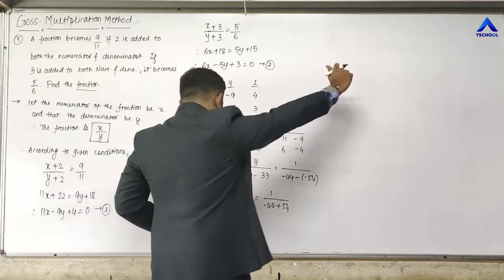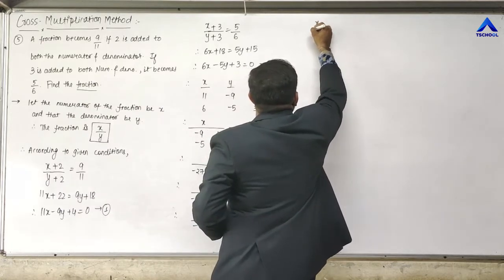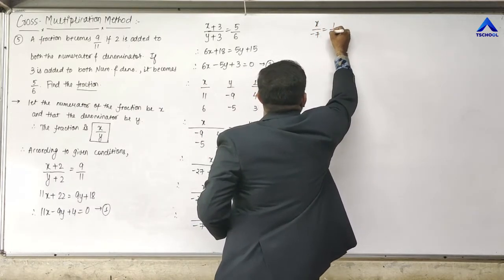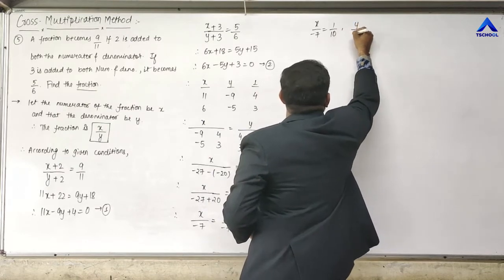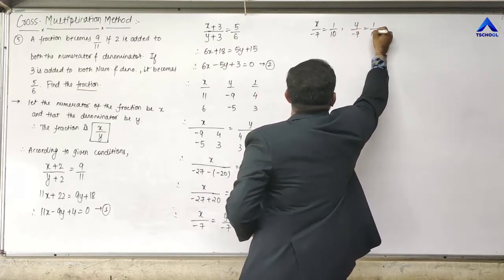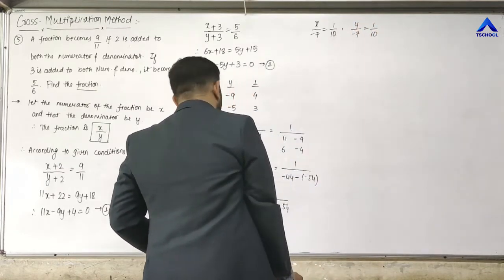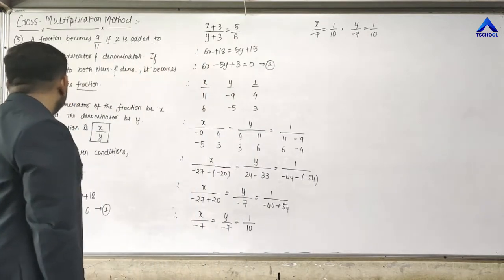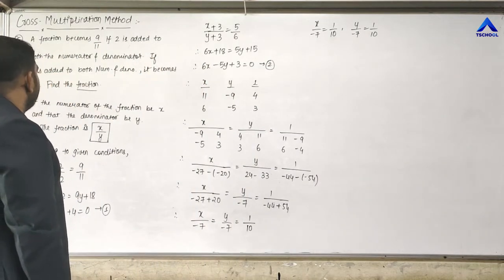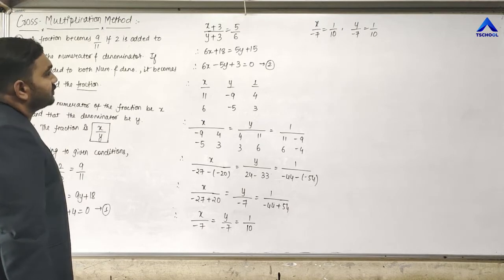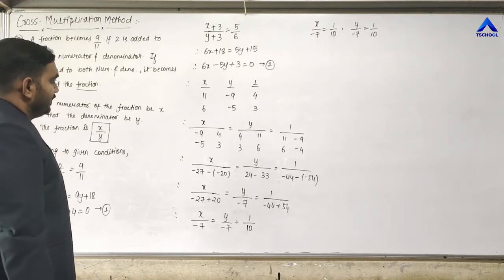So let us try to solve it again here. That is x upon minus 7 equals to 1 upon 10, and y upon minus 7 is also equals to 1 upon 10. So I am getting the same values of x and y. So the fraction cannot be 1:1 or 1 upon 1, right?